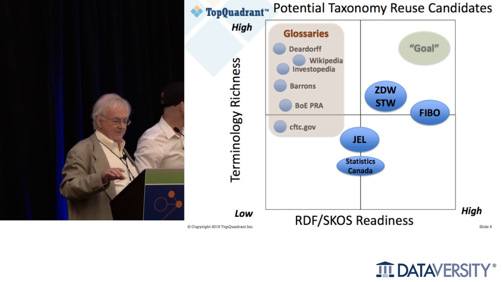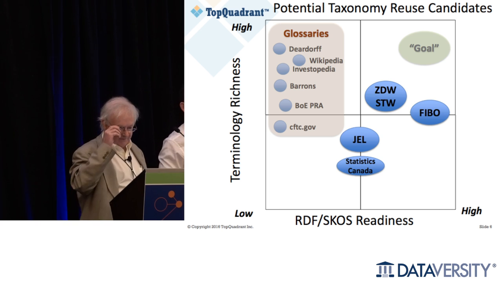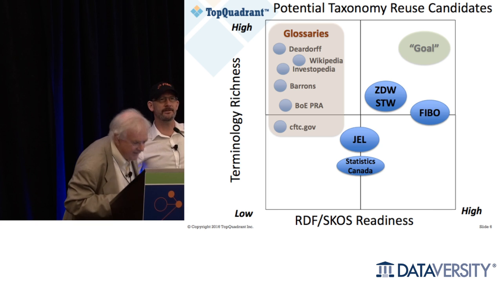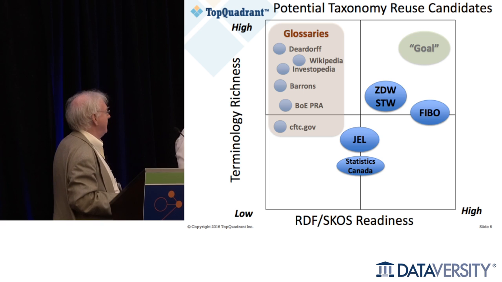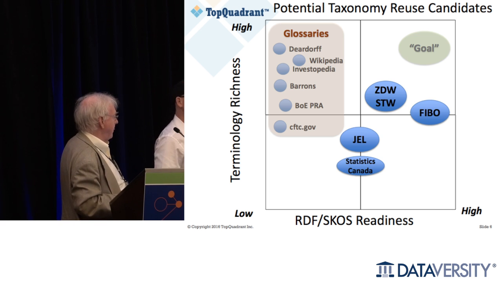Now, when we outlined that spectrum in terms of richness, by richness we mean things like lots of alternative terms, multi-language support and so on. That's not the effort that FIBO has been so involved in.